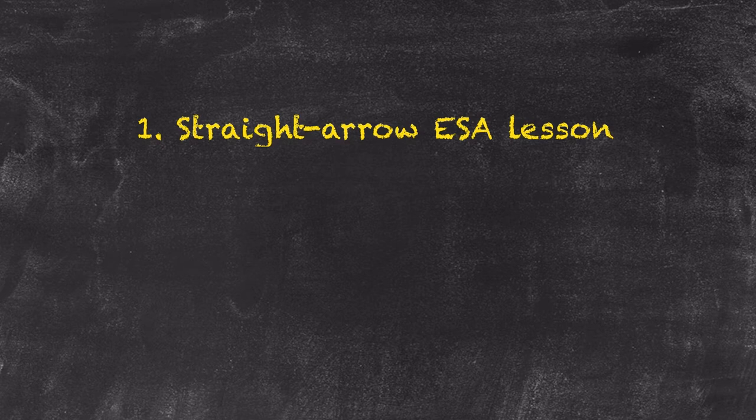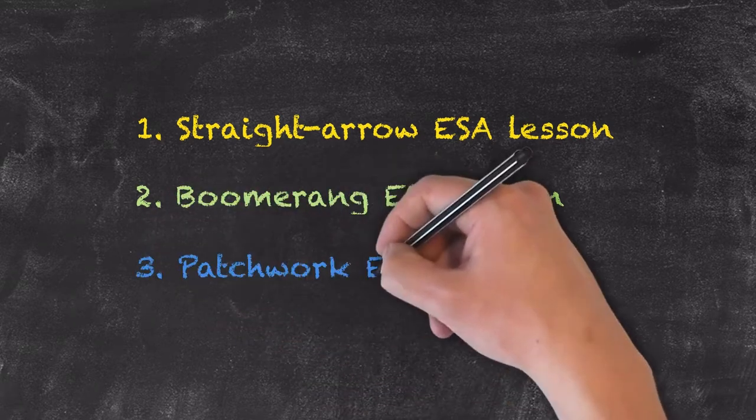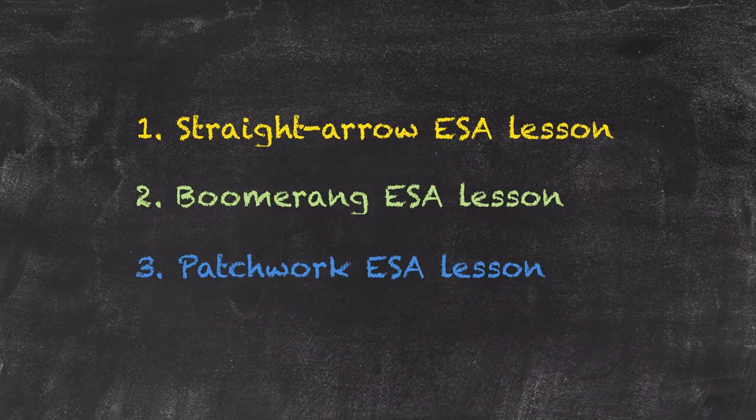So the other two types of ESA lesson that we can follow, the first is known as a boomerang lesson and the second is known as a patchwork lesson. And what we're going to do is have a look at those other types of ESA lesson in a little bit more detail. Okay, so what we'll do now is go through each of the types of lesson to see how they are created.